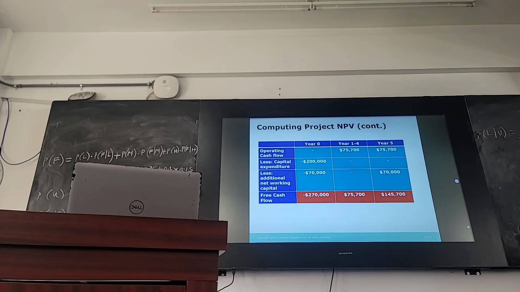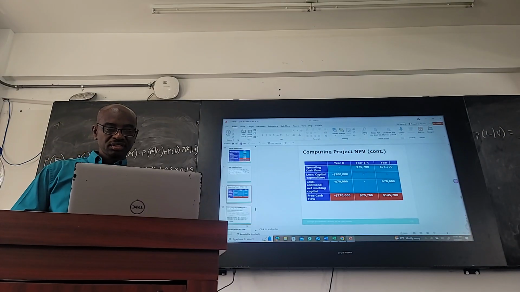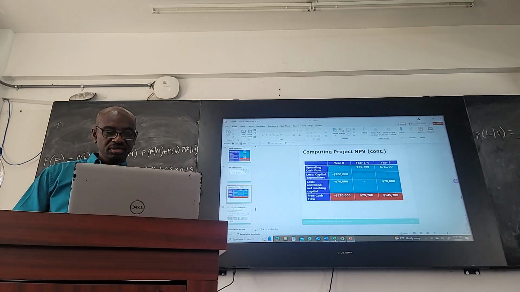Okay. So that's a very common error students make. They don't include the recovery of that. So your free cash flow is 145,700. So let's think of that.